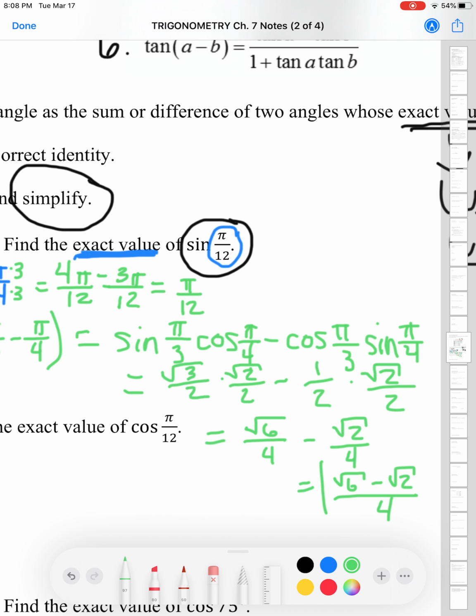And we cannot simplify those square roots at all. There are no perfect squares in the square root of 6 or the square root of 2. So that would be our exact value. Now, if you checked that on your calculator, you would get something around 0.259. Make sure your calculator is in radian mode. That would be a good way to check your work.